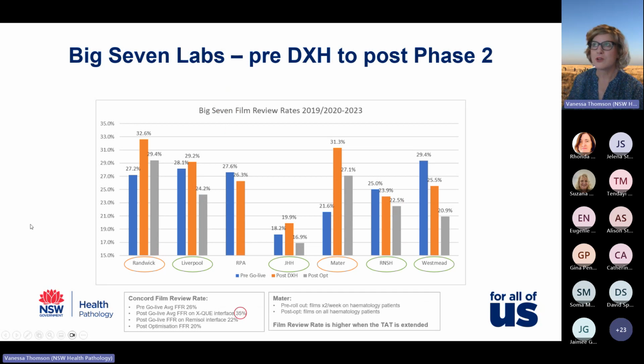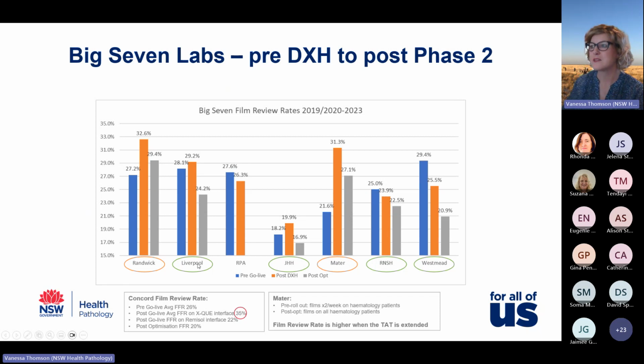So let's have a quick look at the big 7 labs. I've had a look at these separately. Randwick, we can see that the film review rates are quite high, but when we think about the complexity of their patients, they have a high paediatric and neonatal population. If we think of other sites, that's probably reasonable. And like I said, it includes all the films, rather than just those reviewed.